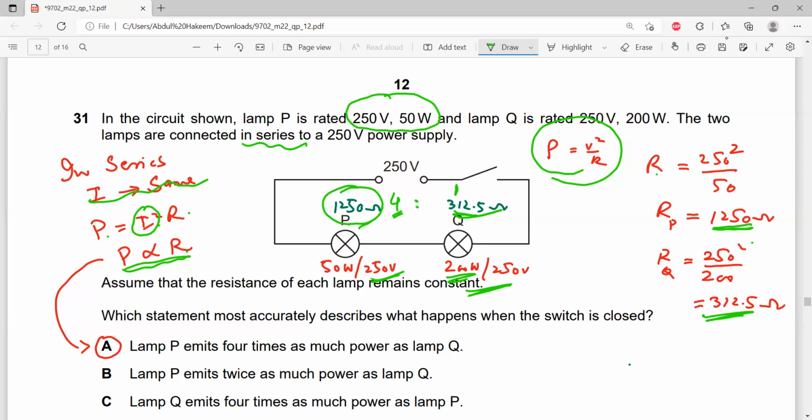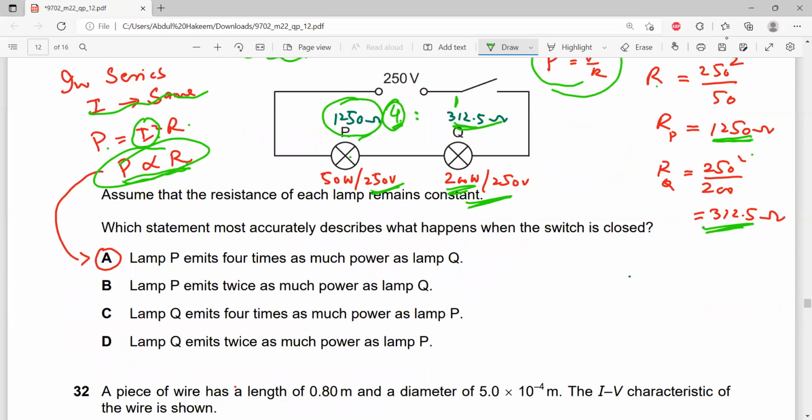It means the power of the P is 4 times more than the power of this Q, because the ratio between the resistances is 4:1. So according to this relation, the power ratio is the same. So the power of P is 4 times more as compared to the power of the Q. That's why the answer is A. Lamp P emits 4 times as much power as the lamp Q. So here, P is directly proportional to R. So this is question number 31.